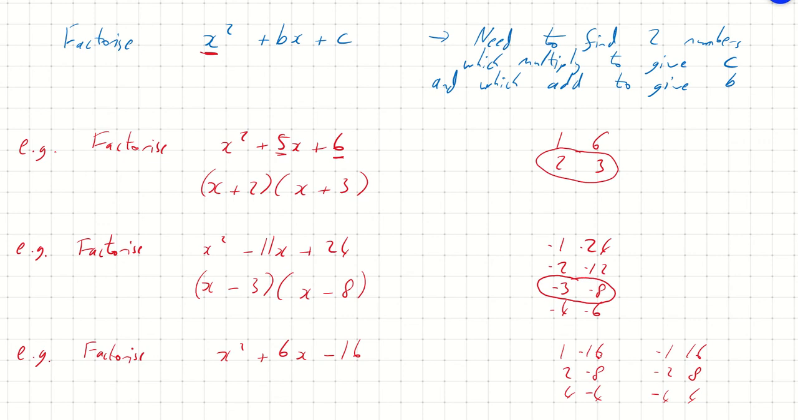Which of these pairs add to give plus 6? Well, it's this one: minus 2 and plus 8. You add those together, you get plus 6. You multiply them together, you get minus 16. So the answer to this is x minus 2, x plus 8. And that's how to factorize a simple quadratic where the coefficient of x squared is 1.